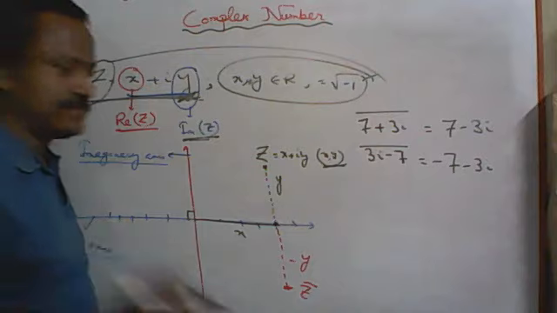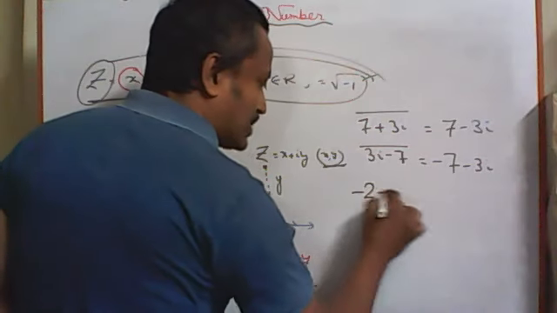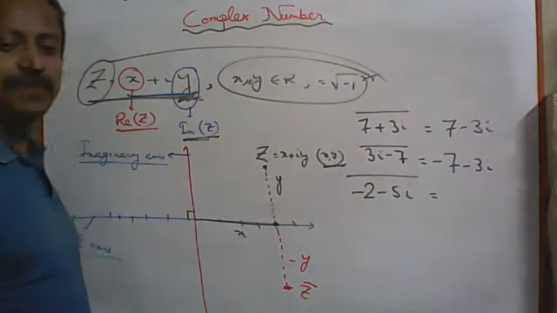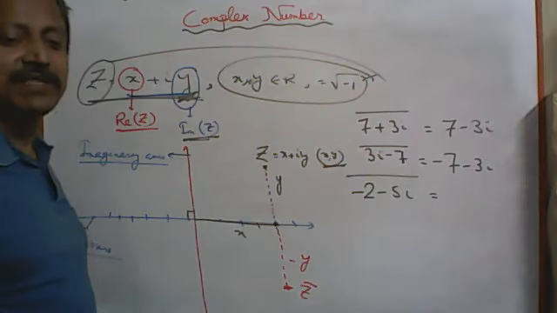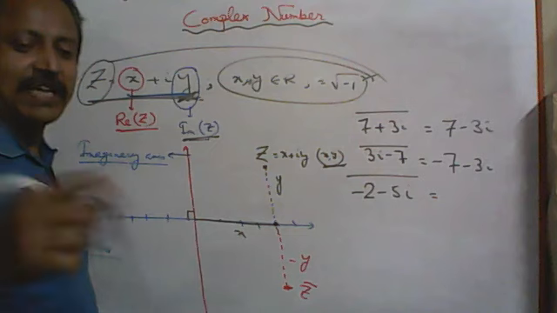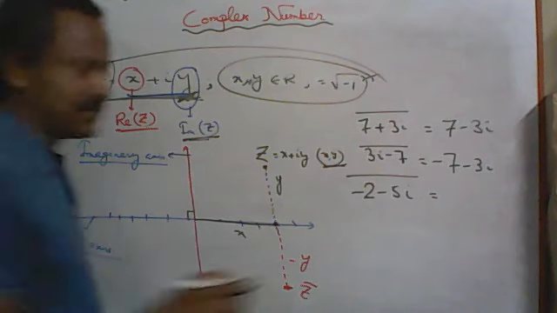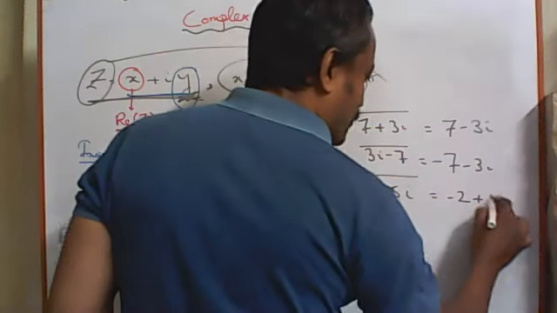Another example. Minus 2 minus 5i. What is the conjugate of it? Very simple, right? Minus 5 is the imaginary part. So if its sign is changed, it will become plus 5. So what will be the conjugate? The conjugate will be minus 2 plus 5i.